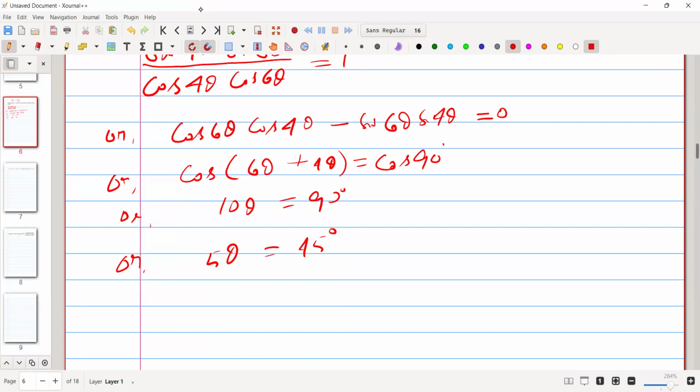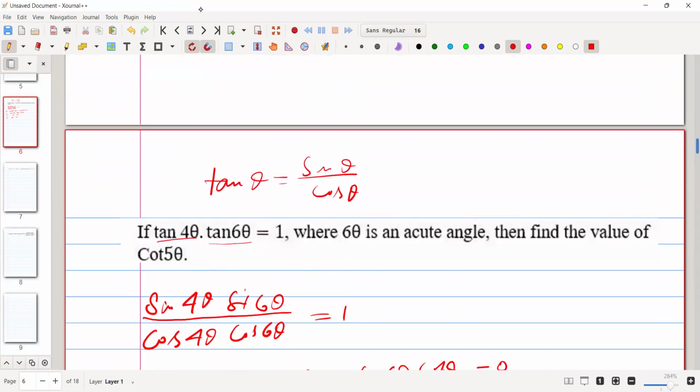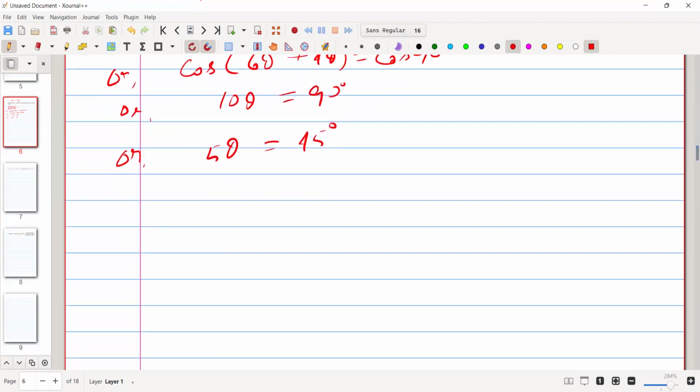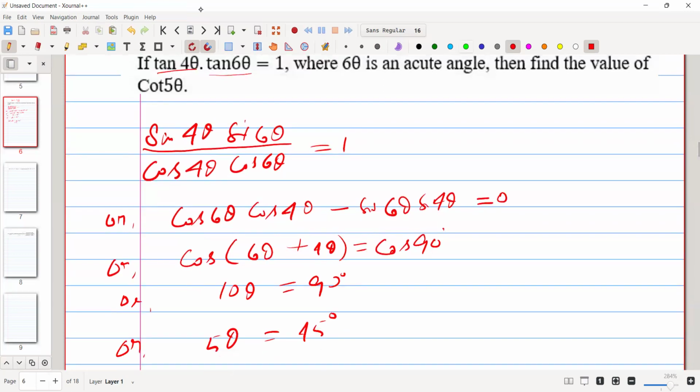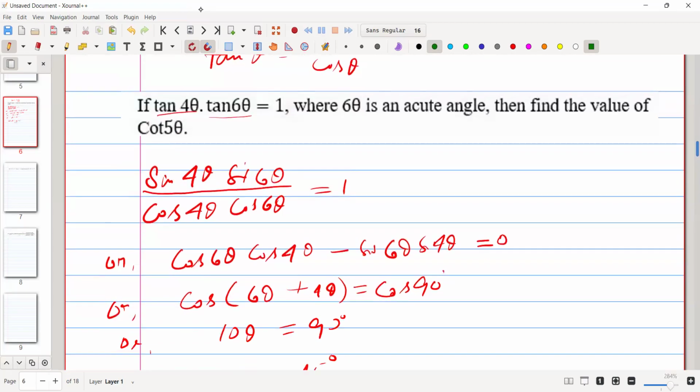Now the question asked for cot 5 theta. That means cot 5 theta equals cot 45, and you know that cot 45 is equal to 1. So hence the result. But see, there is another way to solve this one.